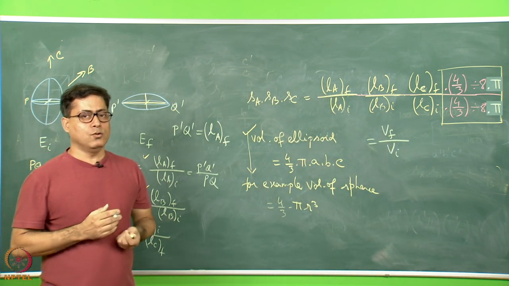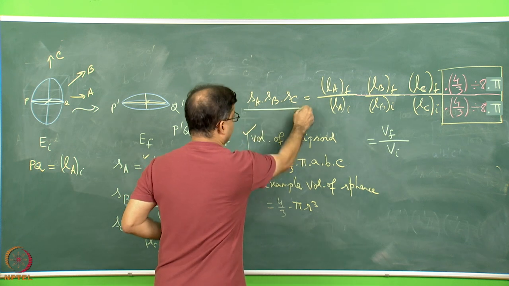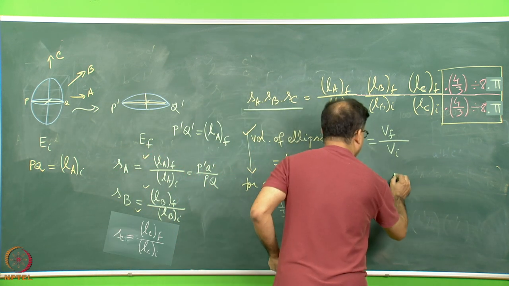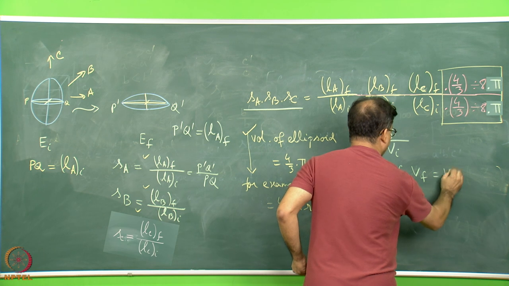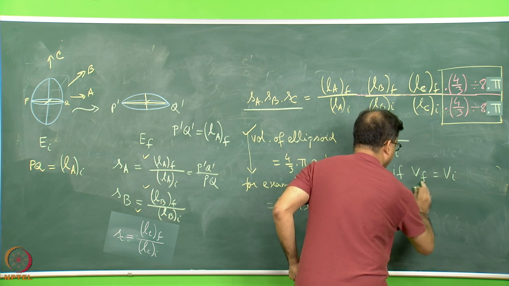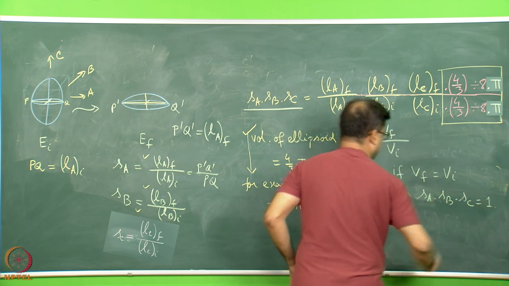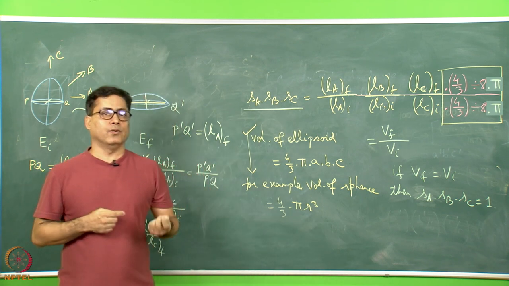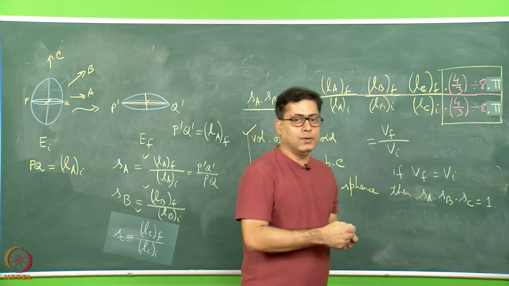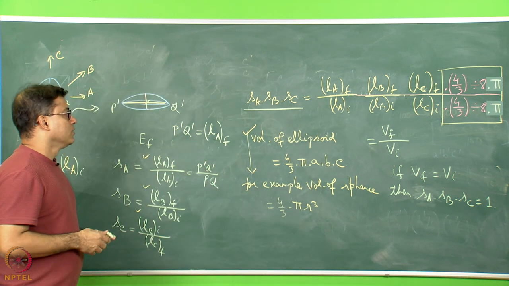Now, if we consider that there is no volume change in this deformation, then that would mean, and this product, just like what we saw for the cuboids, same relation is coming, that the product will be equal to 1. So, I can write here, if Vf is equal to Vi, then SA multiplied by SB multiplied by SC equal to 1. If there is x percent volume decrease or y percent volume increase also, we can find SA multiplied by SB multiplied by SC equal to a function of x or a function of y in the same way we did for the cuboid.